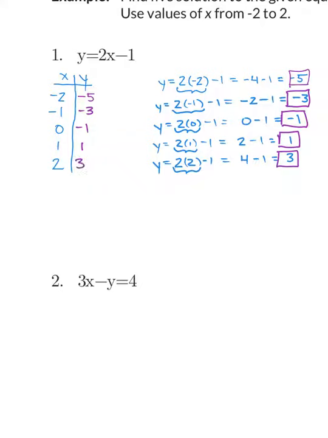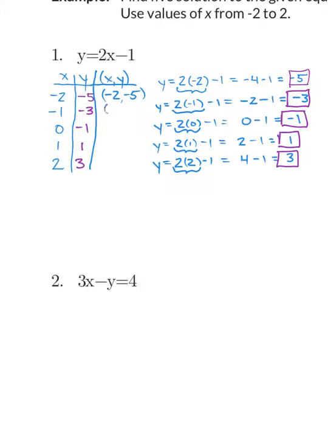So now, if we write this in ordered pair form, remember that our ordered pairs are always going to be x, comma, y. So the first one, we get -2, comma, -5. What this says is when x equals -2, y equals -5.